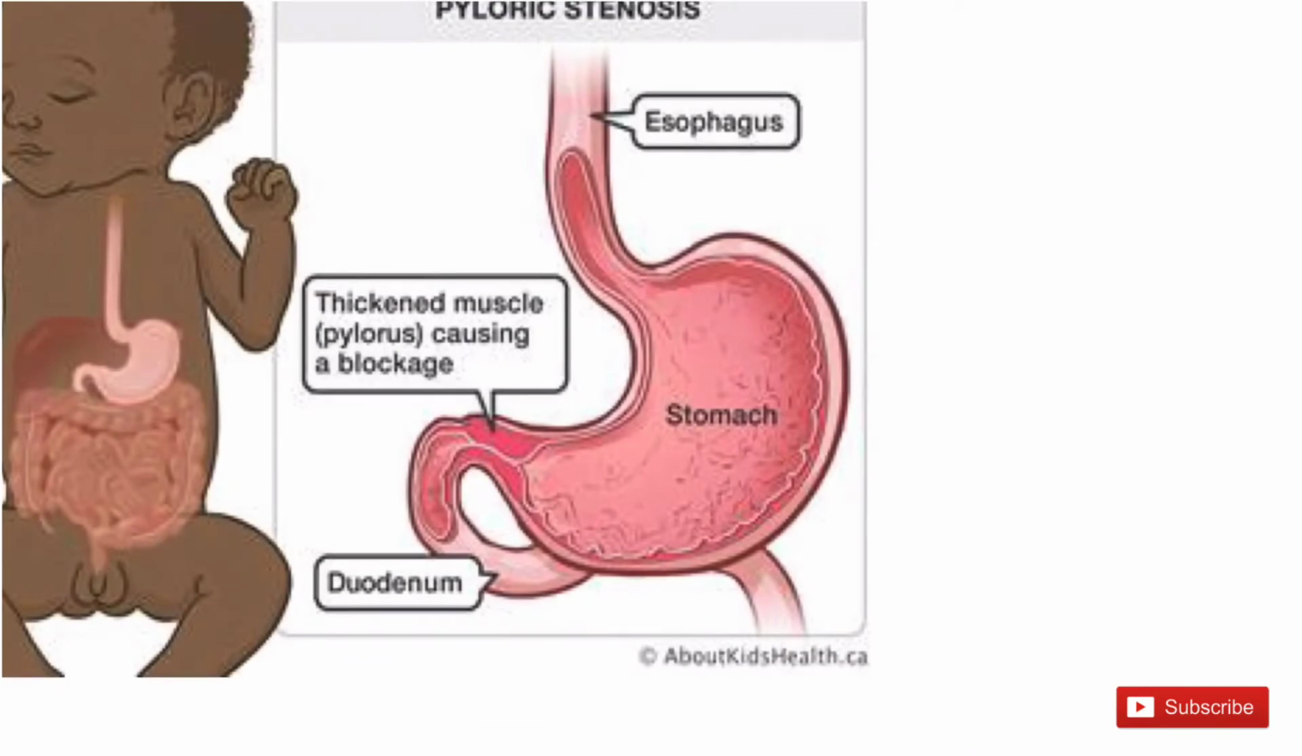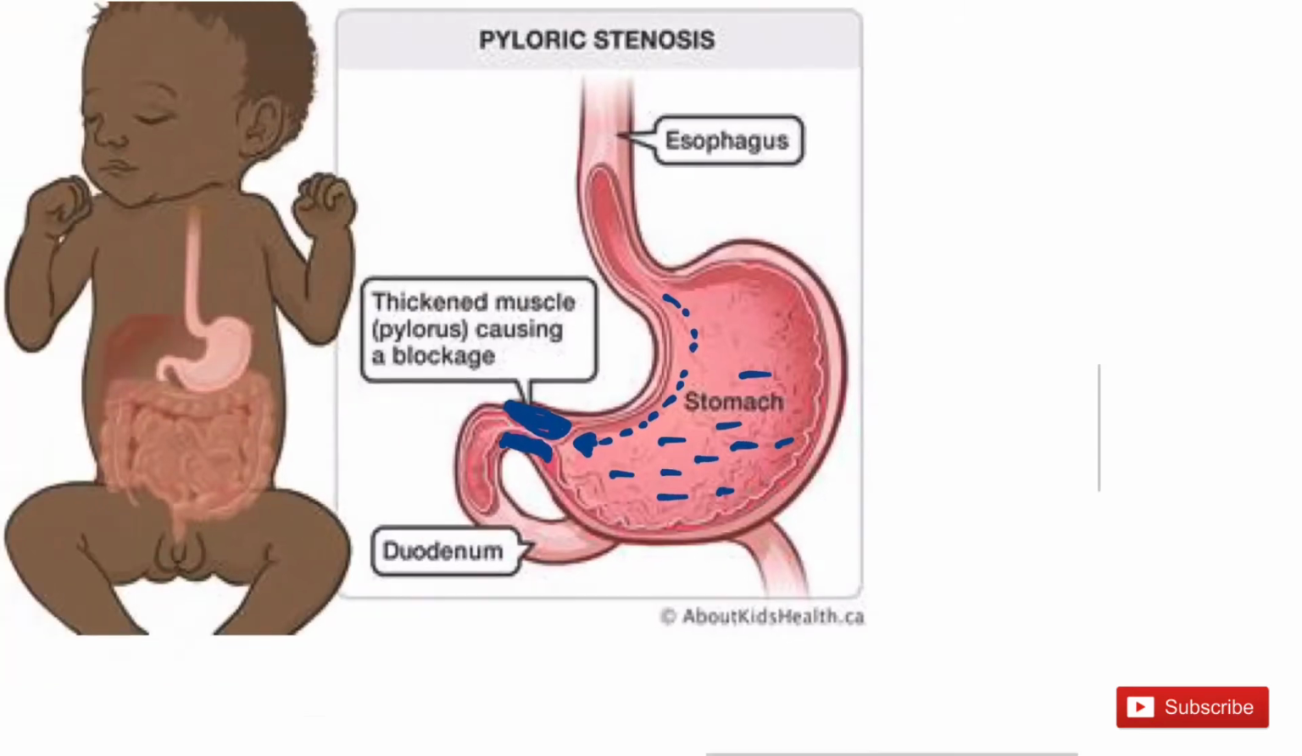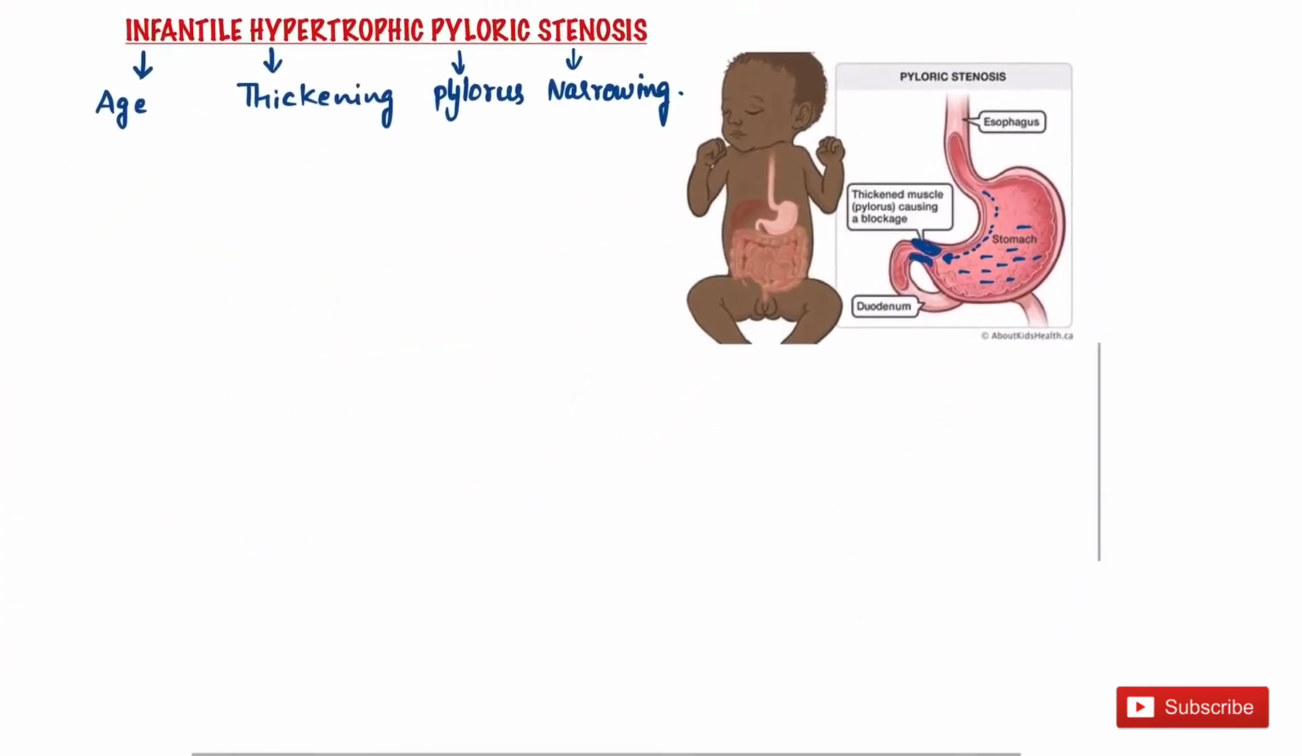Here in the image, the muscle of the pylorus is thickened. Due to this, the food passing channel has been narrowing down. When the food comes through the esophagus into the stomach, it cannot pass forward, and hence it gets accumulated in the stomach. This is the main pathogenesis of this disease.